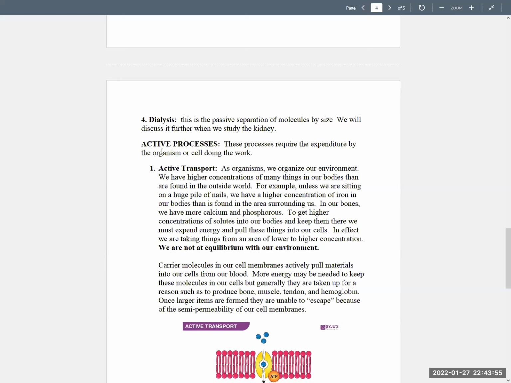Okay, I told you that we would have a second category, and that's active processes. These require the expenditure of energy.